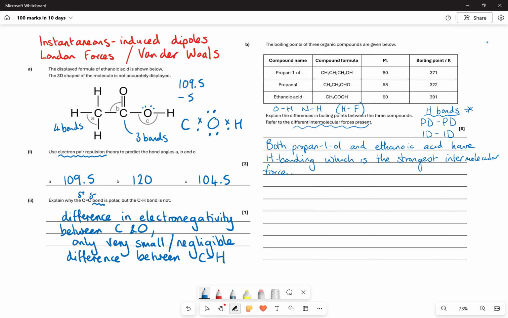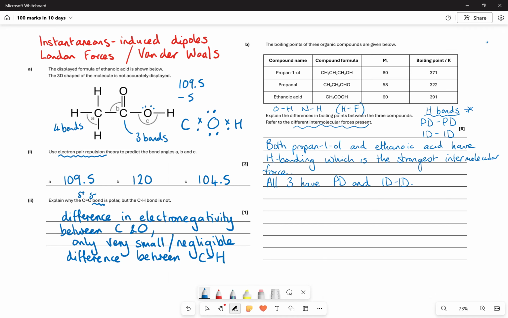We can then say by comparison that they all have, so all three have permanent dipoles and ID. I am taking shortcuts here for the sake of the length of this video and for the sake of running out of space: they all three have permanent dipole attractions and let's call them London forces for now, or instantaneous induced dipoles. So they all three have that. I don't have to therefore list them 3 times. That would take me ages.